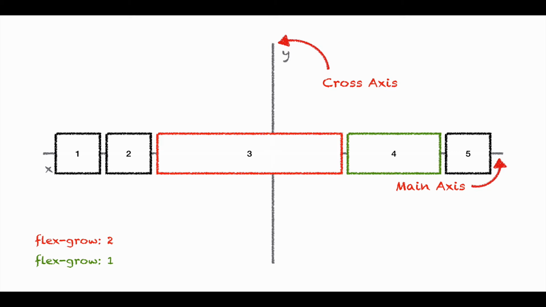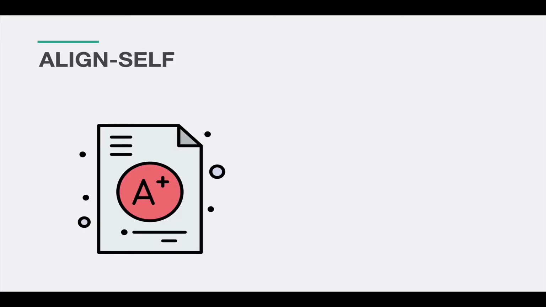Okay, so you can see that 3 is taking twice as much as 4. So that's kind of how flex-grow works. Any questions about flex-grow? Okay. Align self.